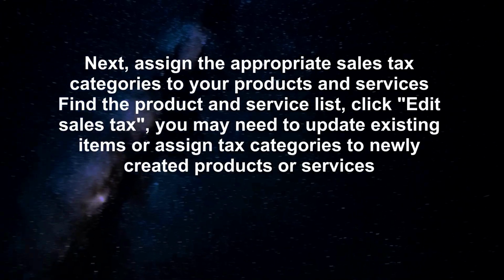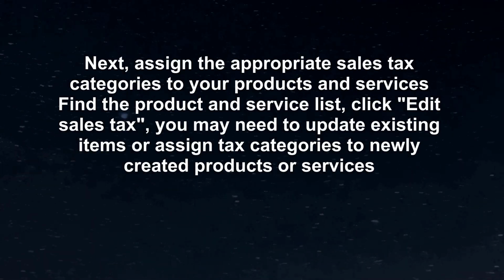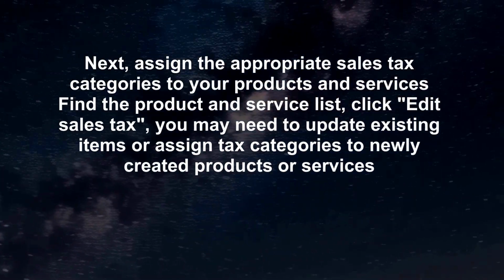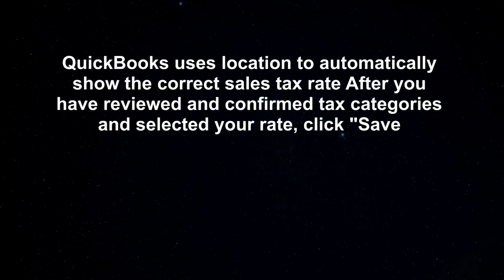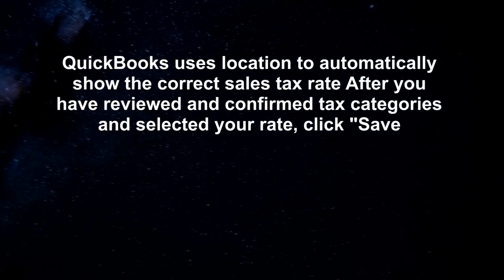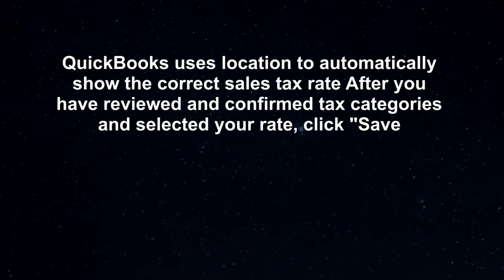Find the product and service list. Click Edit Sales Tax. You may need to update existing items or assign tax categories to newly created products or services. QuickBooks uses location to automatically show the correct sales tax rate after you have reviewed and confirmed tax categories and selected your rate. Click Save.